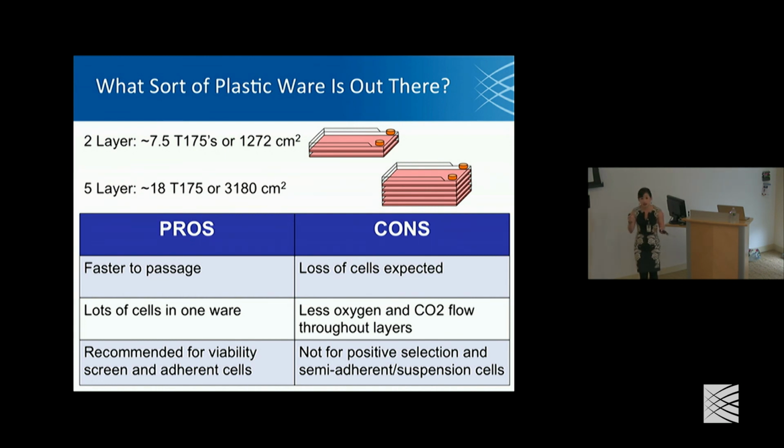Another thing to consider is that anything above a 2 layer actually doesn't fit under a microscope, so you can't see them. So you're going to want to seed a side T175 at the same ratio as your 5 layer to see what your cells look like. We generally recommend using these layers only for viability screening and for adherent cell lines. We don't recommend these for positive selection screens or semi-adherent and suspension cell lines.